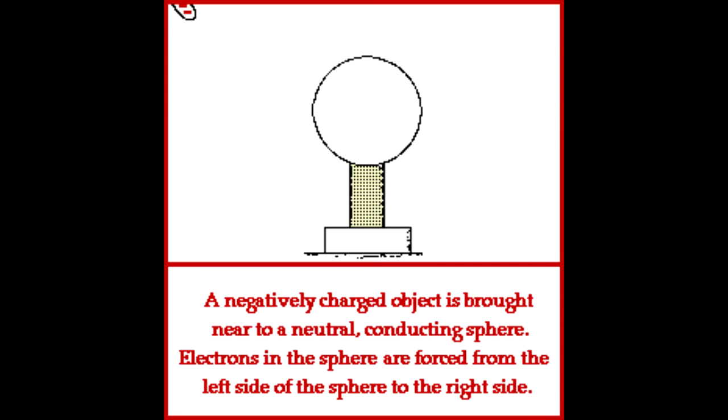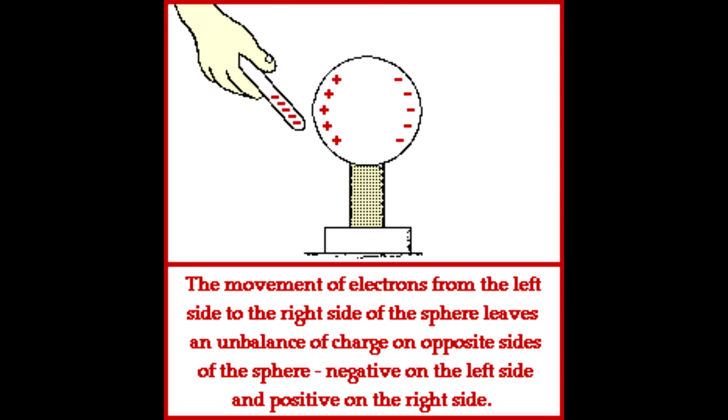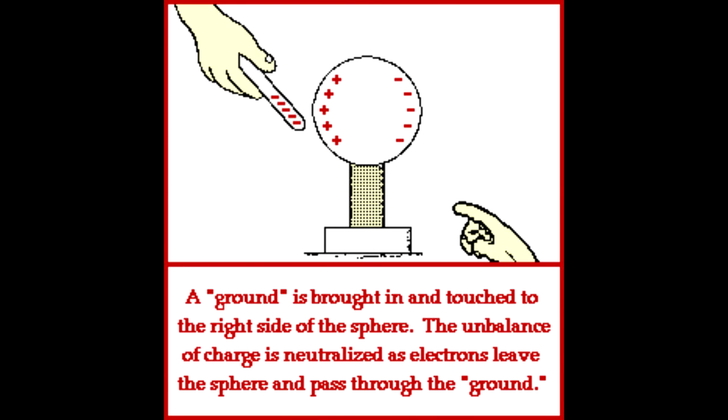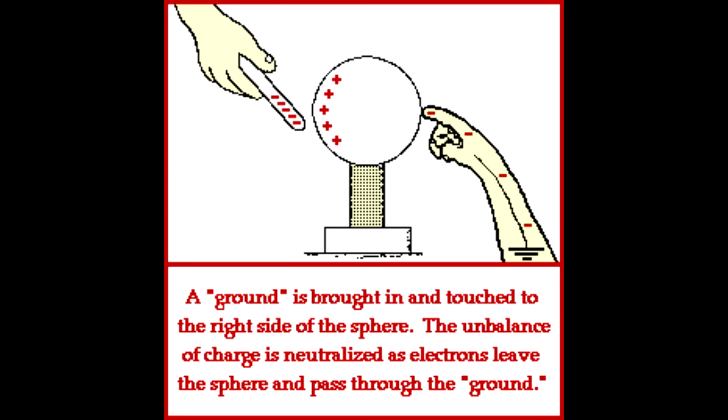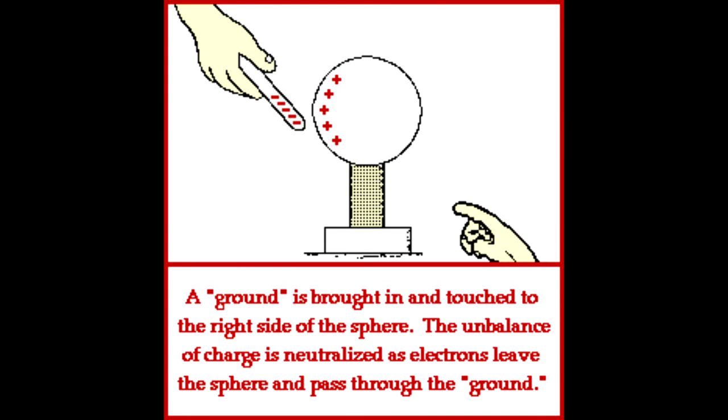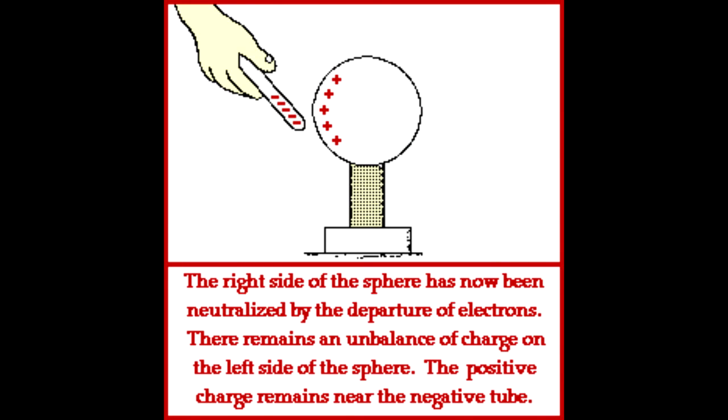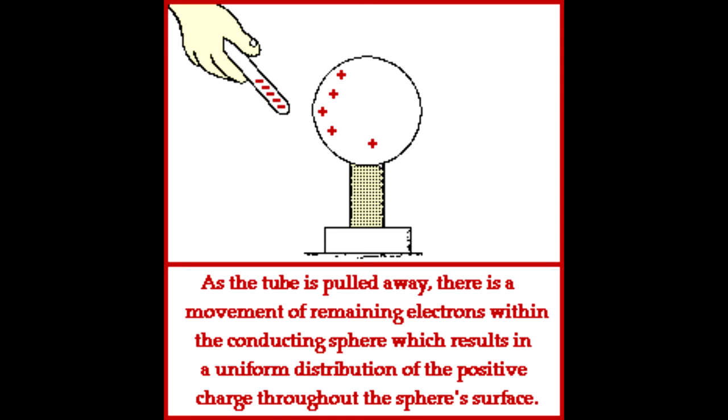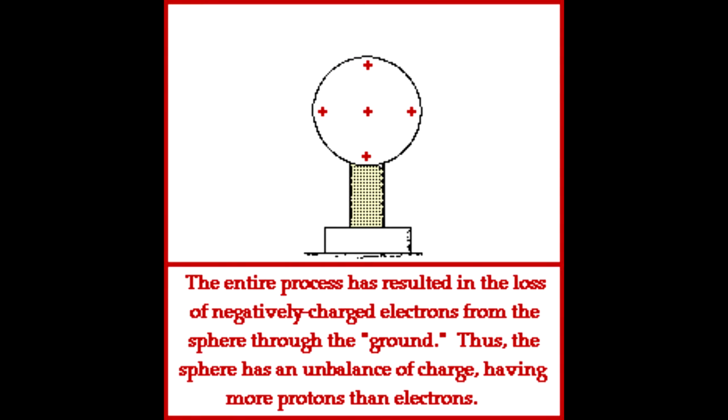Here you can see the same thing occurring with a negatively charged rod. The electrons and protons are forced each to one side, and then a ground is brought in, but this time the electrons will leave through the ground into the Earth, and now there is a positive imbalance in the object. Once the rod is moved away, the positive charges will disperse and the object is now positively charged through induction.